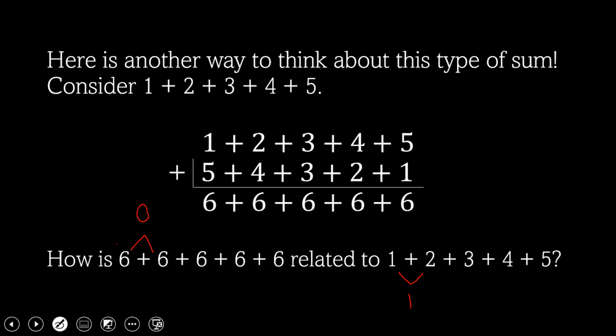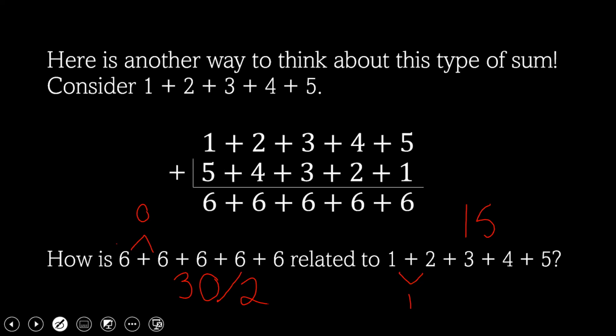So can anyone tell me what 1 plus 2 plus 3 plus 4 plus 5 equals? 15. 15? Okay. And what about 6 plus 6 plus 6 plus 6 plus 6? 30. 30. Okay. How is 30 related to 15? Because 30 divided by 15 equals 2. Okay, that's true. Any other relationship maybe? That is true. Yes. But maybe let's think about it the other way. We could see that 30 divided by 2 equals 15. Exactly.